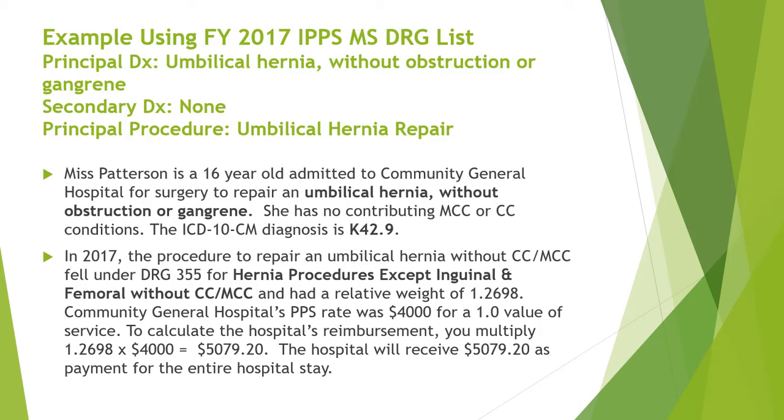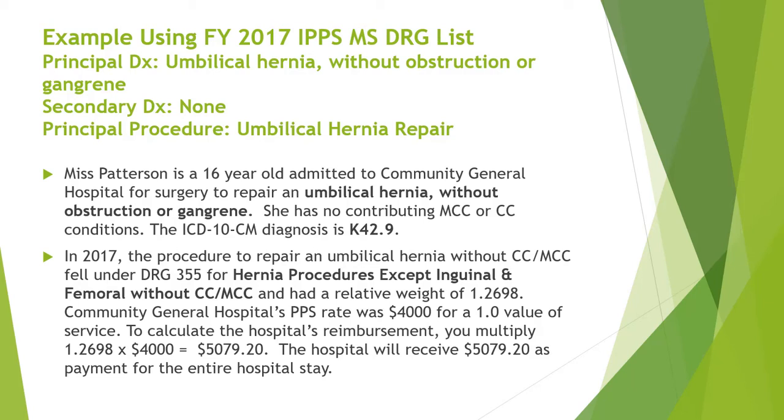In this example, your principal diagnosis is an umbilical hernia without obstruction or gangrene. Pretty straightforward. No secondary diagnoses. And the principal procedure in this case is the umbilical hernia repair. Then I've told you there in the narrative, Ms. Patterson is a 16-year-old admitted to Community General Hospital to repair an umbilical hernia without obstruction or gangrene. She has no contributing MCC or CCs. And the diagnosis for umbilical hernia without obstruction or gangrene is K42.9.